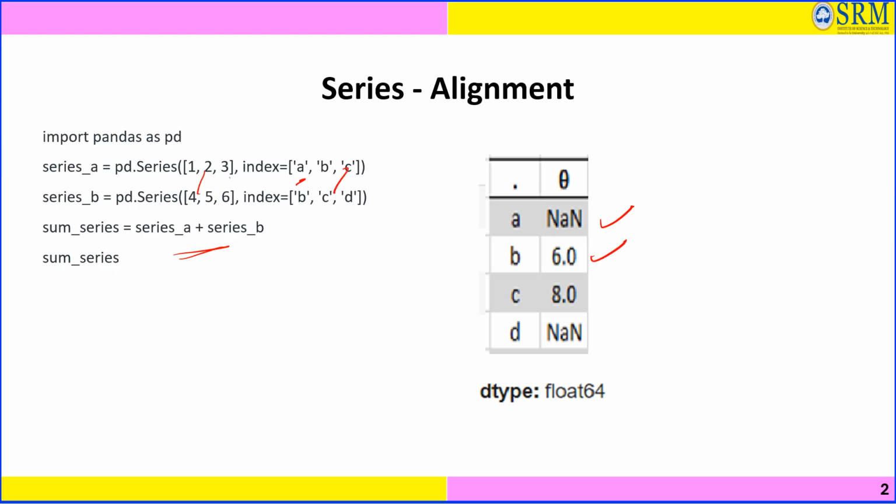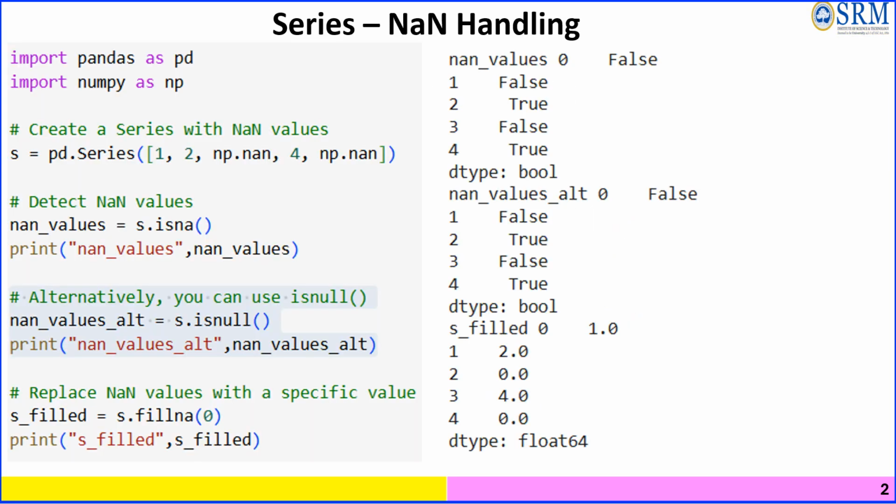This means 3 and 5 you have added. But D doesn't have data in the series A. So that's why it is NaN. So this is one kind of alignment. Then we'll see how to handle NaN. NaN means not a number.